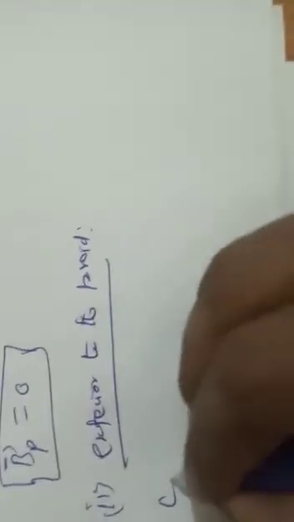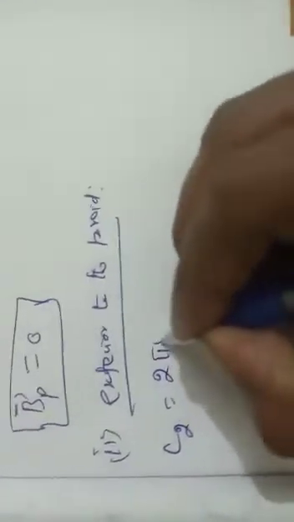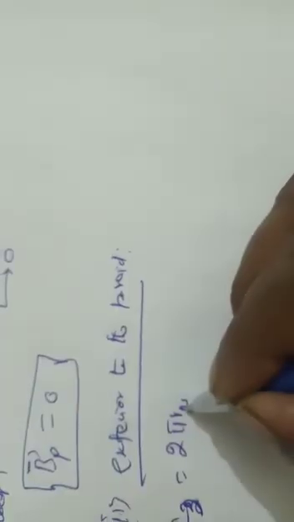For the Ampere loop 2, the length will be L2 is equal to 2 pi R2. Sorry, this point I consider third. So L3, that means 2 pi R3.